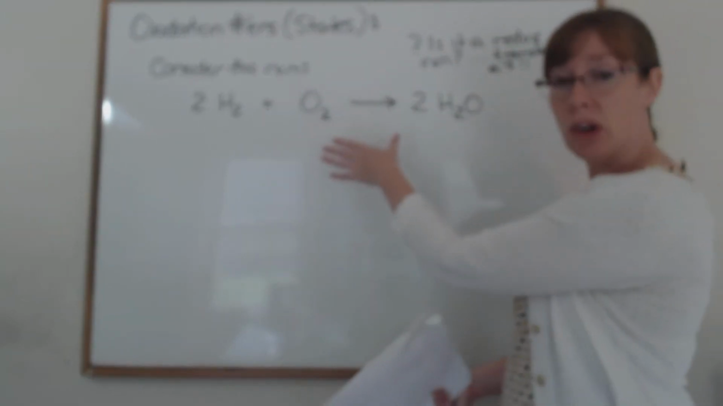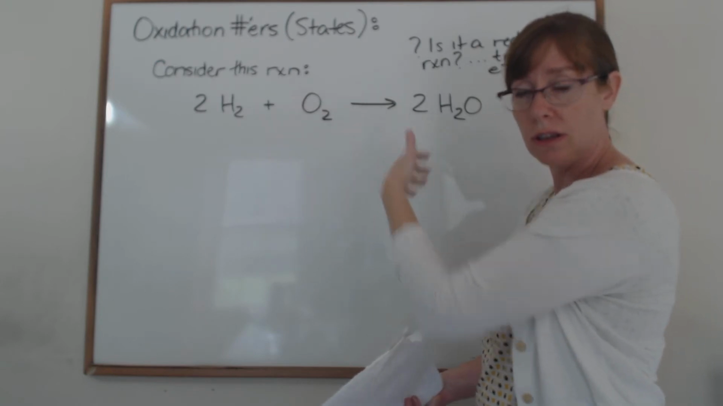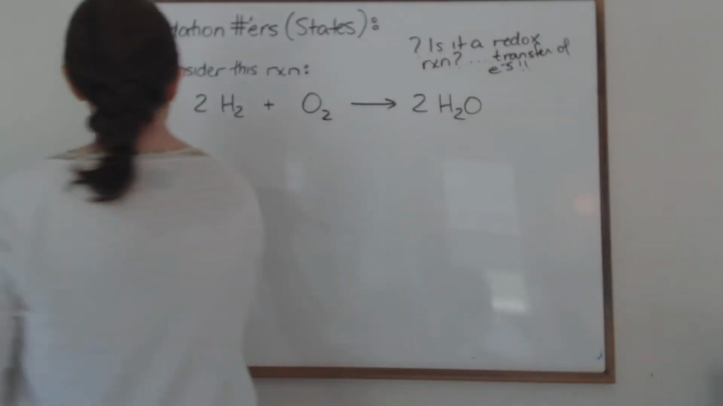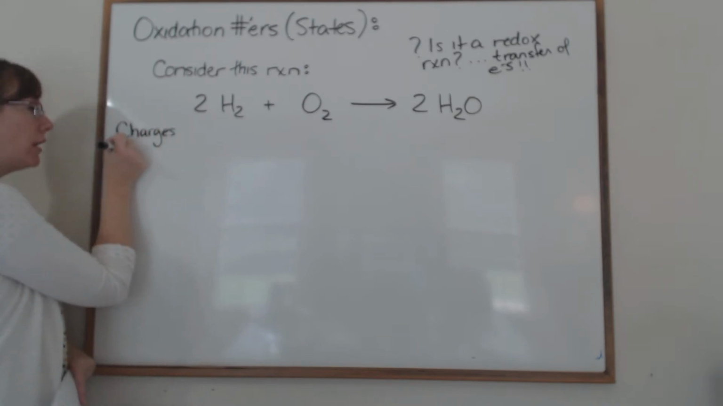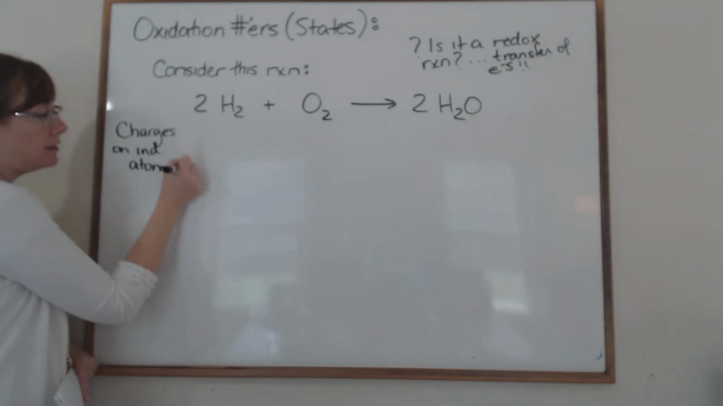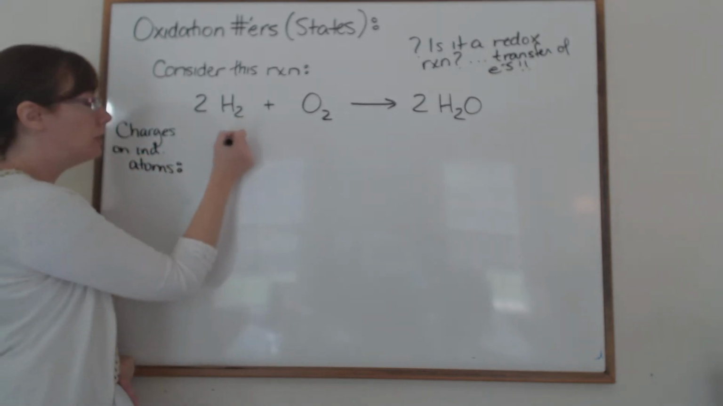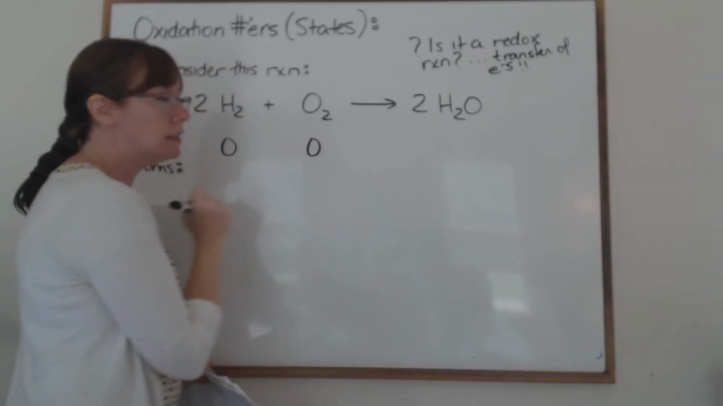All right, let's go to this one. Let's ask, do the charges change? Is it a redox reaction? So let's go ahead and start out the same way. We're going to look at the charges on individual atoms. And we see that this one is hydrogen. It's an element, so it's 0, and then oxygen is a 0.